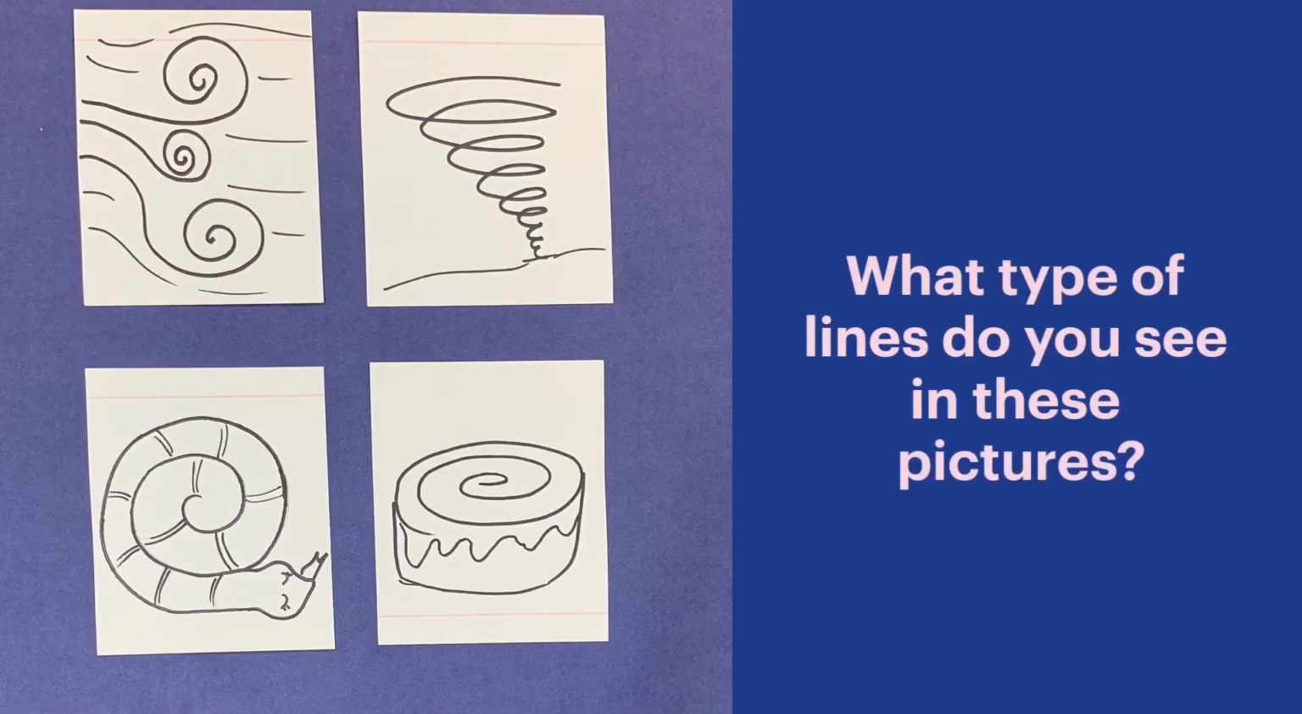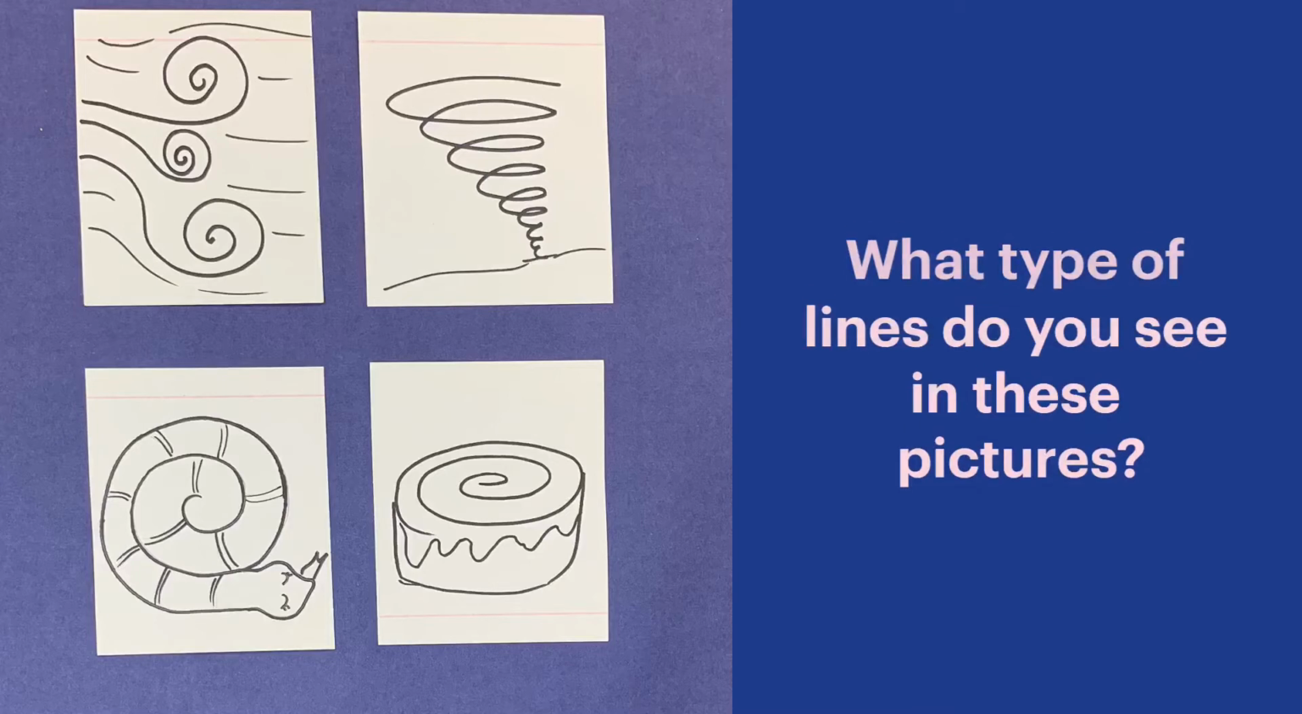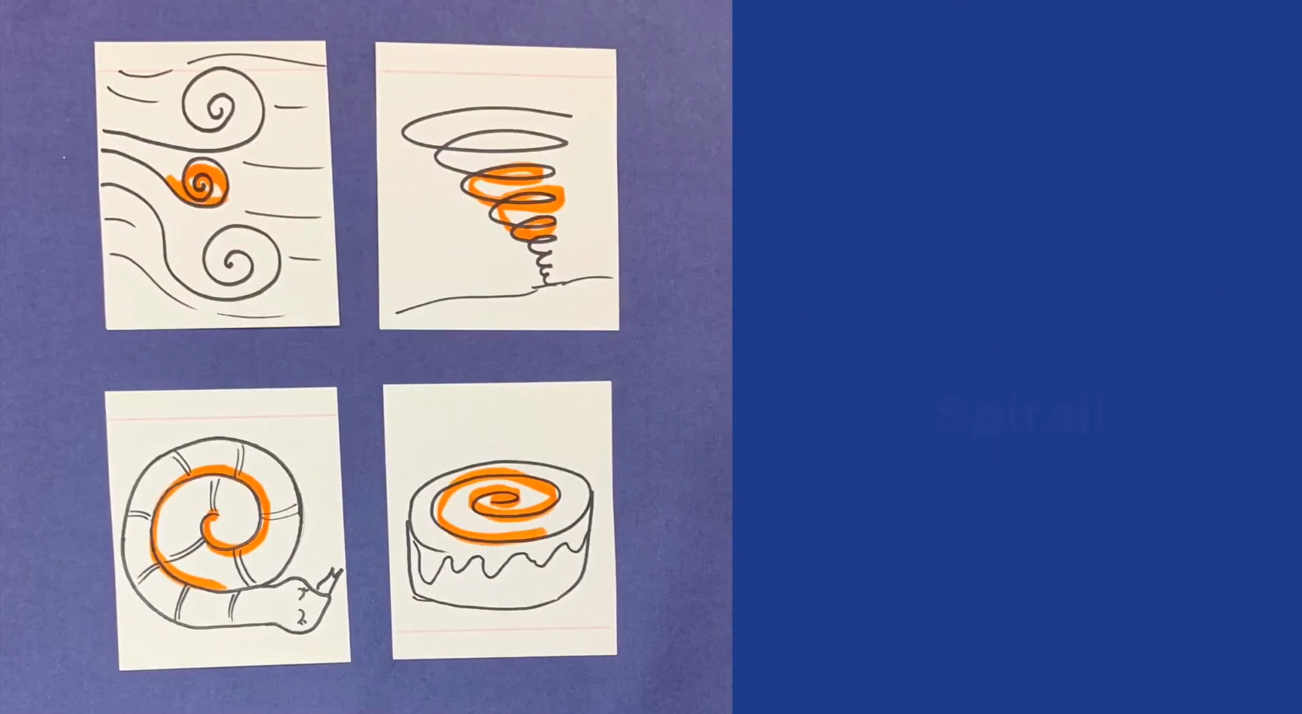What type of lines do you see in these pictures? Spiral. Spiral lines are also great for showing movement. Like if you're trying to draw wind or if you've got to draw a tornado, it can also show the coils of a snake or the coils of a cinnamon roll.